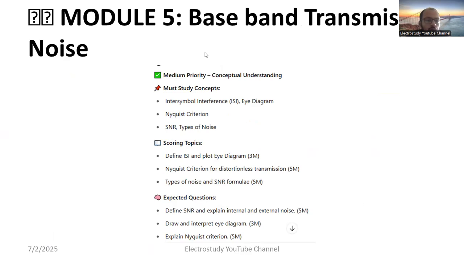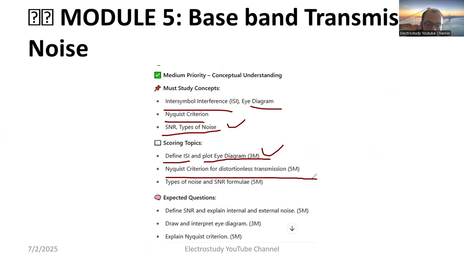Now coming to module 5, there are a few important questions you need to give priority, like inter-symbol interference, ISI and eye diagram. Then Nyquist criterion, you will be studying in control system as well. Then SNR, signal to noise ratio, and the types of noises. Scoring topics are define ISI and plot eye diagrams. Then Nyquist criterion for distortionless transmission, types of noise and SNR.